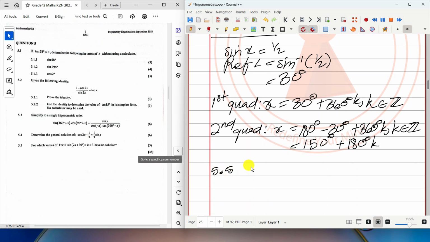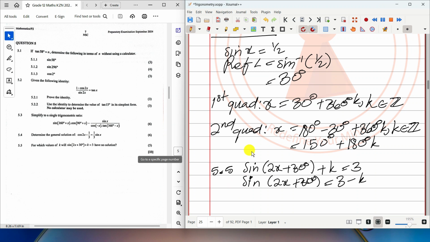Now let's see 5.5. Ooh, I like this. For which values of k will sine (2x plus 30 degrees) plus k equals 3 have no solution? So let's see. We have sine (2x plus 30 degrees) plus k equals 3. Then we have sine (2x plus 30 degrees) equals 3 minus k. As you can see here, the coefficient of the trig ratio is 1, meaning its amplitude is 1. The highest value is 1 and the minimum value is -1.